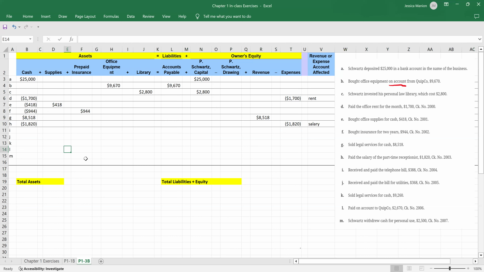Okay, letter I, received and paid the telephone bill, 388. So this is another expense. So this is going to be treated just like letter D when we paid the rent expense, just like letter H when we paid the salary expense. Now we're paying the telephone bill. So negative 388 to cash. And we can tab over here, negative 388 to the expense. And this is a telephone expense. All right.